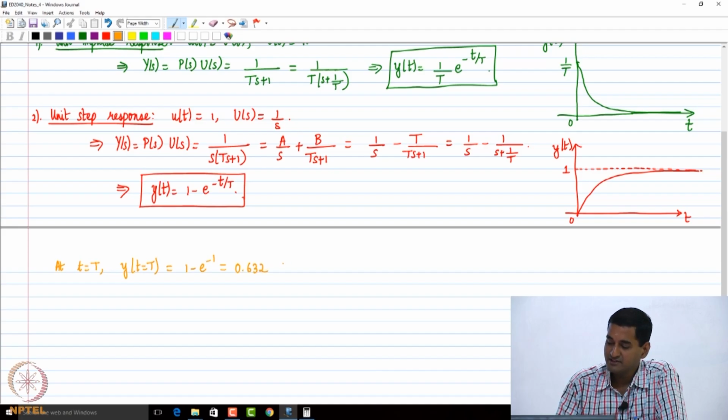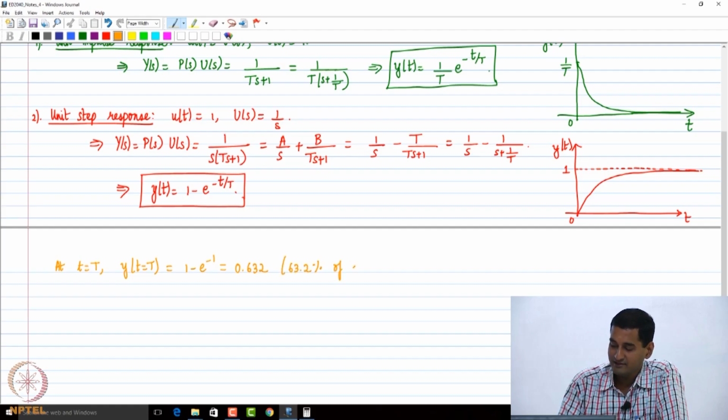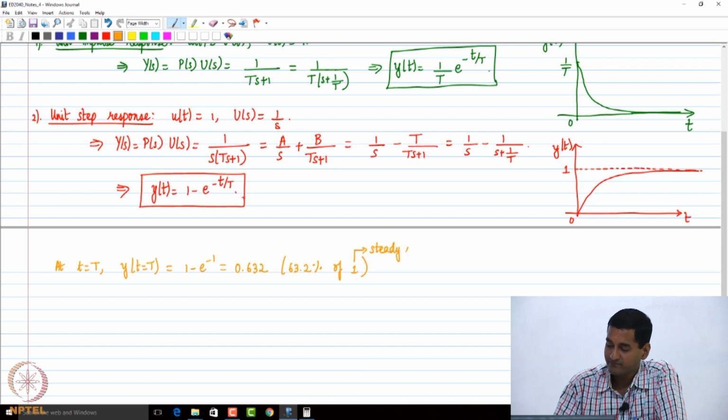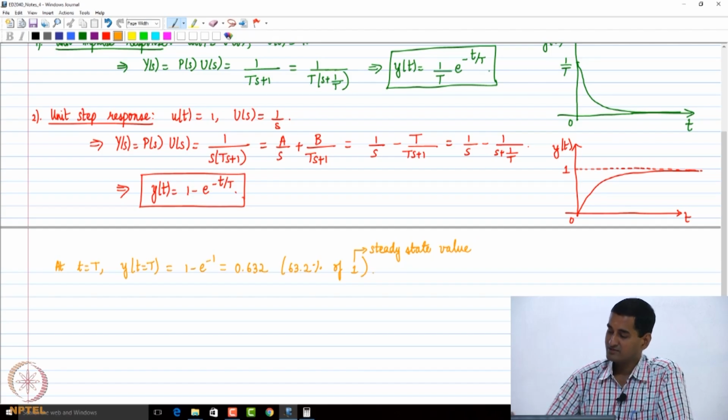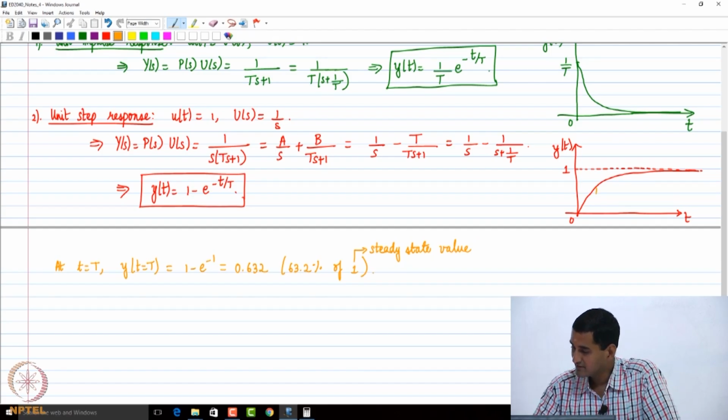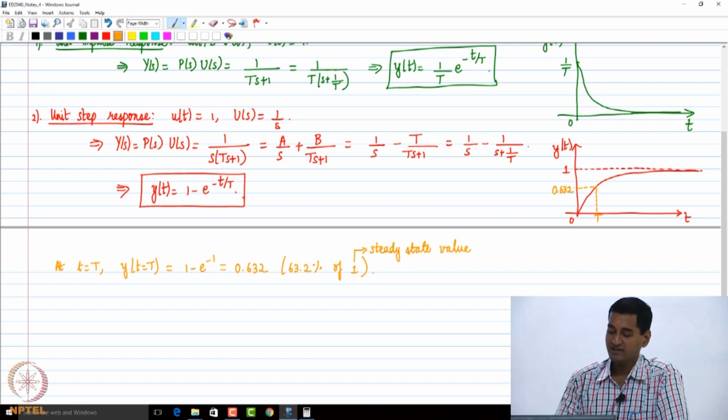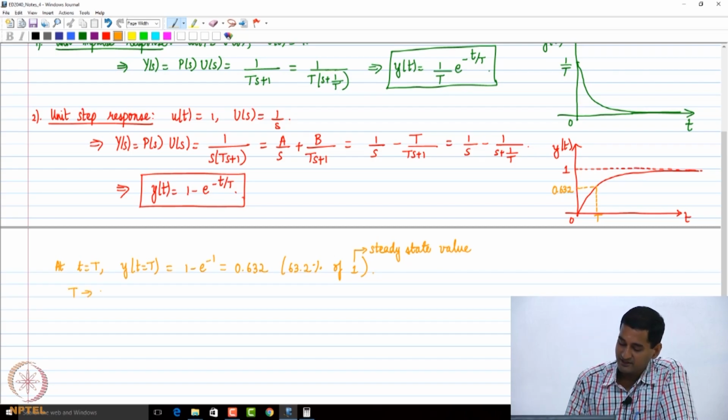And 0.632 is nothing but 63.2% of 1, right? Which is the steady state value of the output function, right? So 0.632 is 63.2% of 1. So essentially, if we take t equals capital T, this value reaches 0.632. Essentially, that's the way in which the parameter T is defined. The parameter T is what is called the time constant.